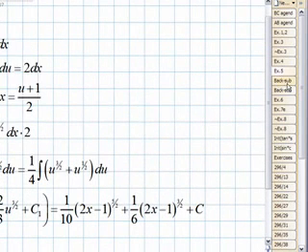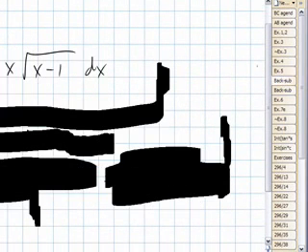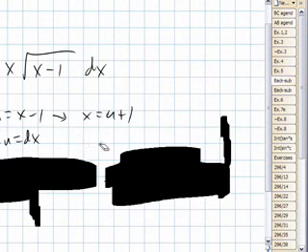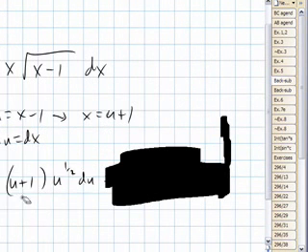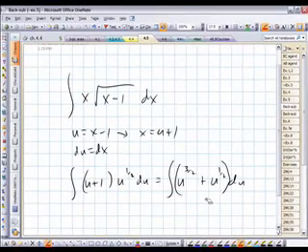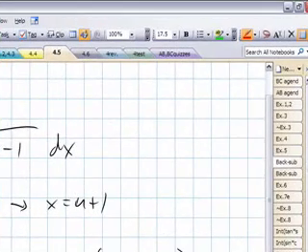So another example of this: make u what's inside the radical. So u is x minus 1, and du is dx. Now x is u plus 1. So I can rewrite the integral, this is u plus 1, this becomes u to the half. I distribute, and I would integrate using the power rule. When I'm done, plug back in x minus 1 for u. If you start with x's, you've got to finish with x's.